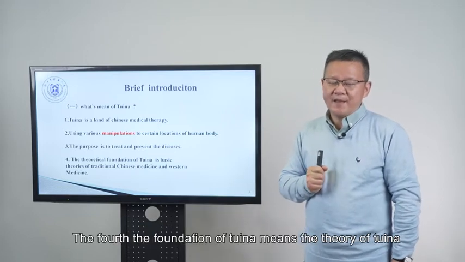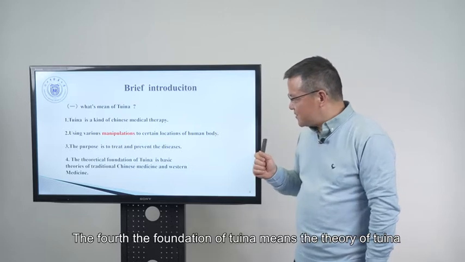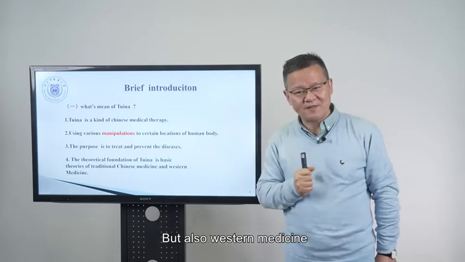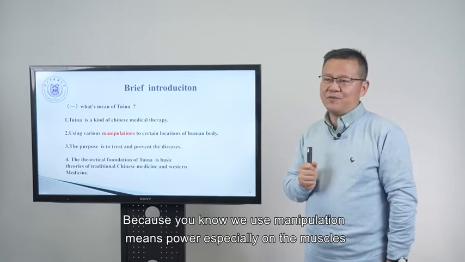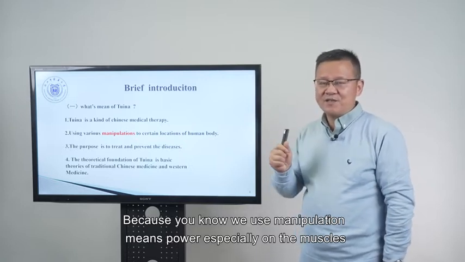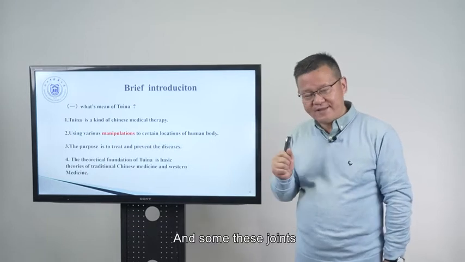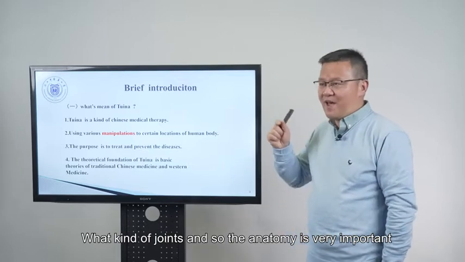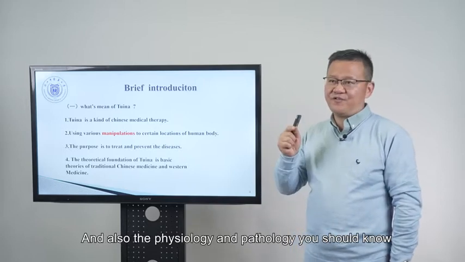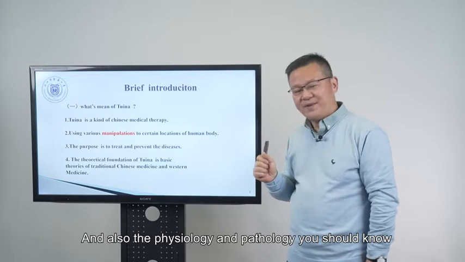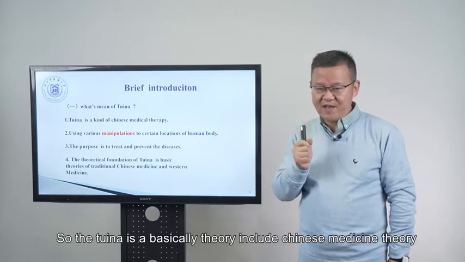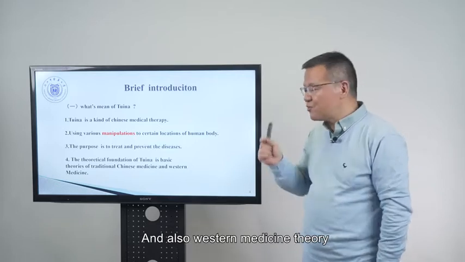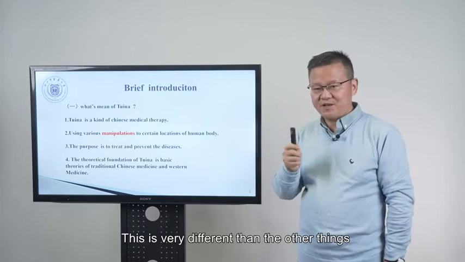The fourth, the foundation of Tuina, means the theory of Tuina is not only Traditional Chinese Medicine but also Western medicine. Because you know, we use manipulation, which means using force, especially on the muscles and some joints. So we should know what kind of muscles and what kind of joints, so anatomy is very important, and you should also know the physiology and the pathology. So the theory of Tuina includes both traditional Chinese medicine theory and Western medicine theory. This is very different from other therapies.